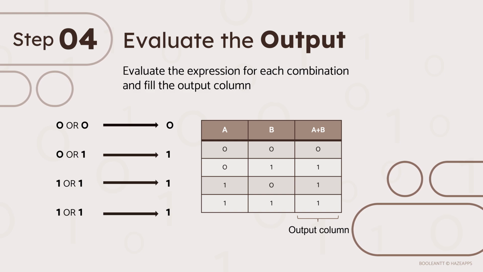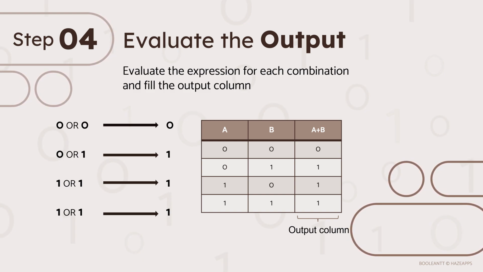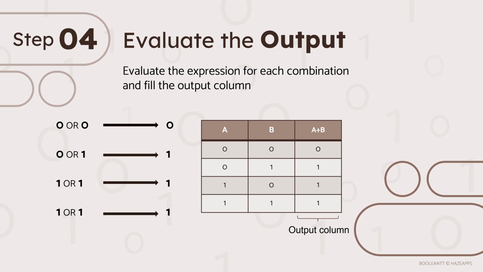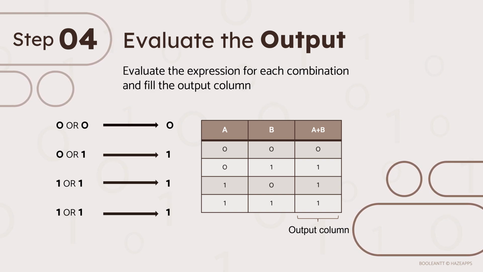Finally, we can simply evaluate each combination and determine the output. Here, for the expression a or b, the output will be 1 if any of the input is 1, otherwise 0. This concludes the construction of the truth table for a simple expression.